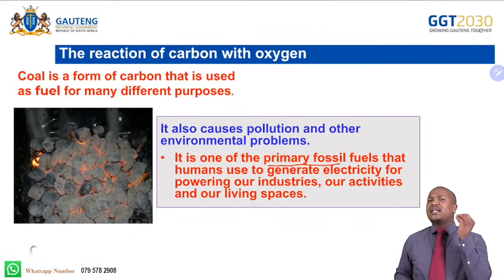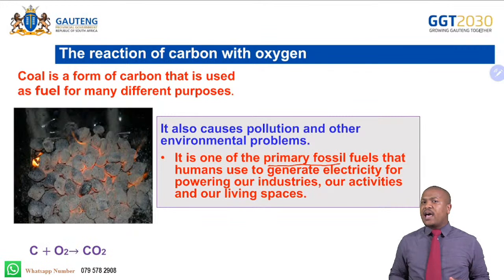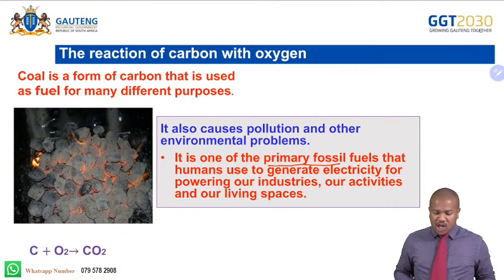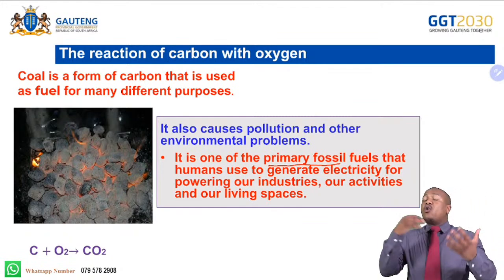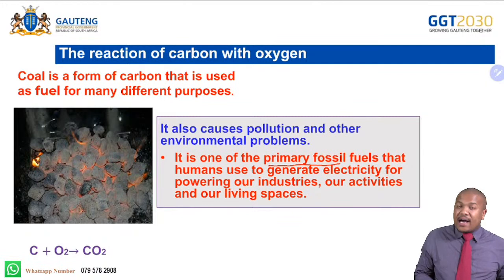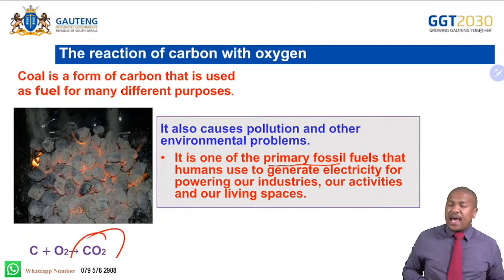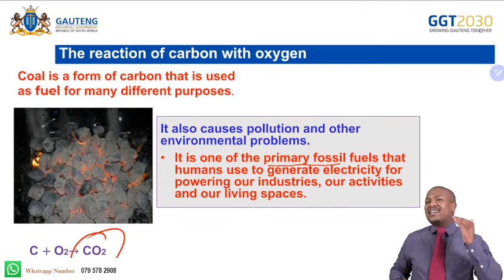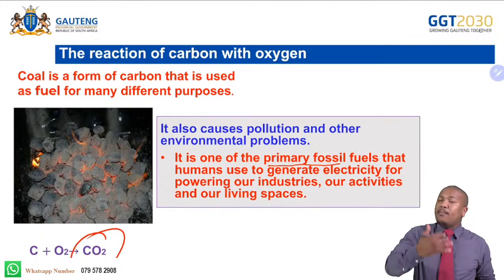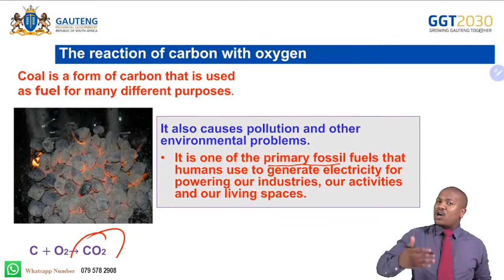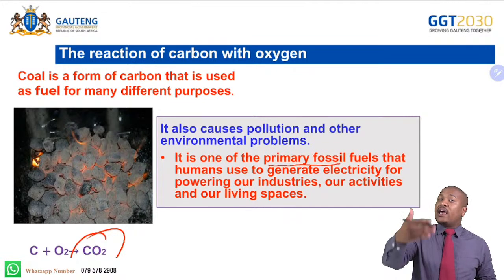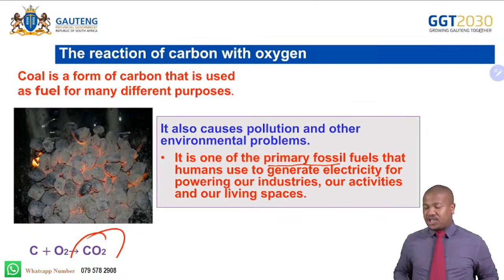So now, how does it come about to produce this carbon dioxide? Remember this chemical reaction. As we said, coal is a form of carbon. So it is carbon reacting with the oxygen in the air to form carbon dioxide as a product. Carbon dioxide, as we have said, is one of the examples of the greenhouse gases. So as you burn more coal, you are producing more carbon dioxide, which can lead to global warming, or a high increase of global temperatures.